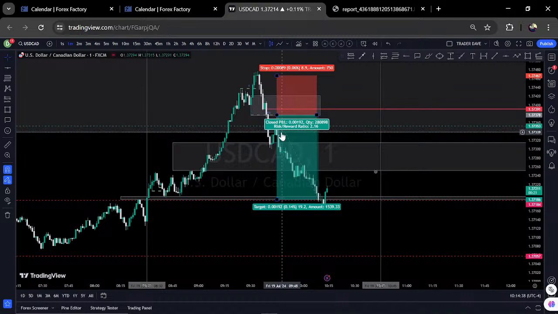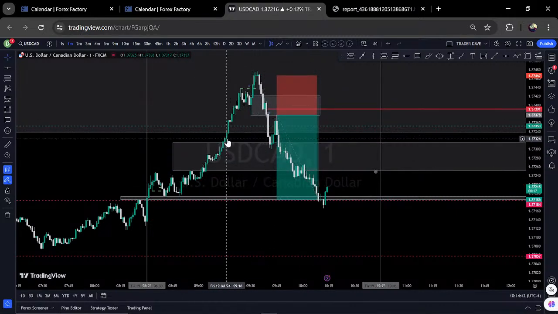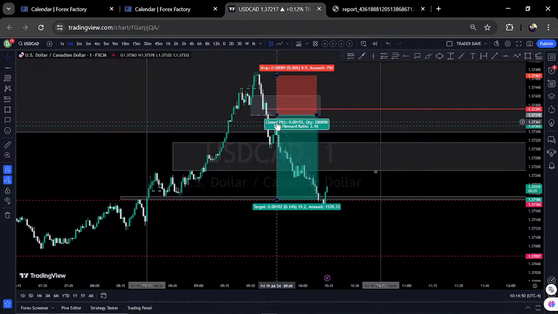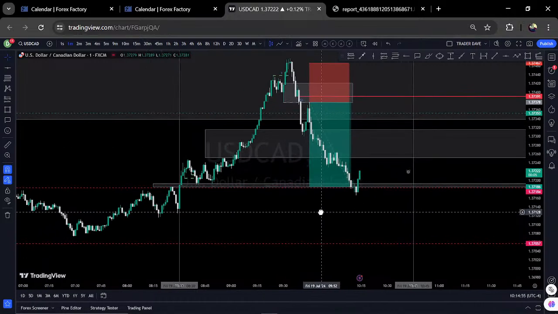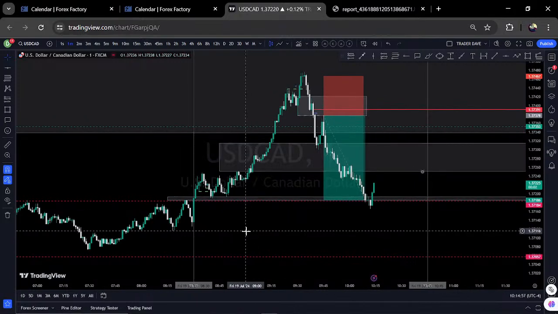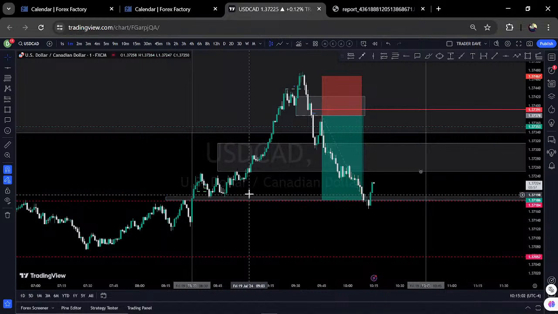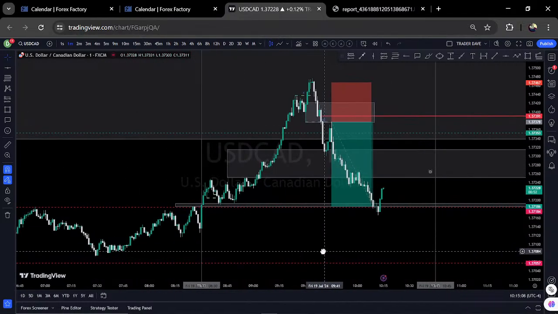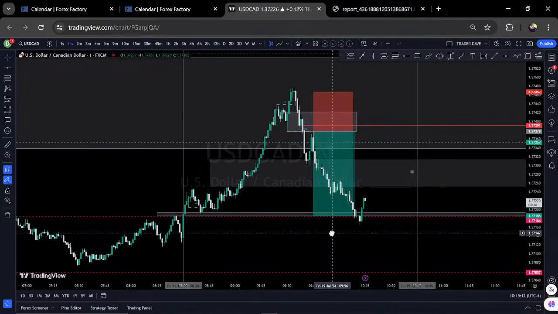I don't like taking this kind of trade because this is already in the New York section. It's already late. The kill zone is already around 9:27. It's already late, so I don't like taking this kind of short trade setups. So if the setup had formed around 8:30, I could have taken this, but it's already late.